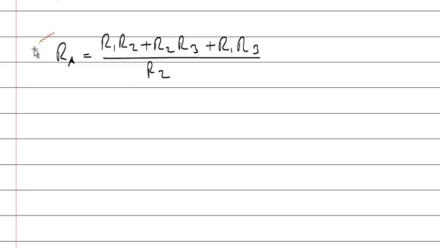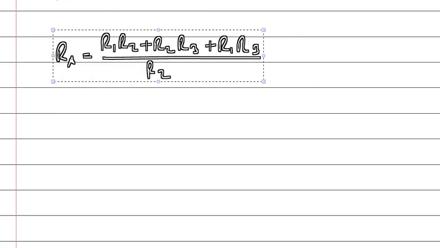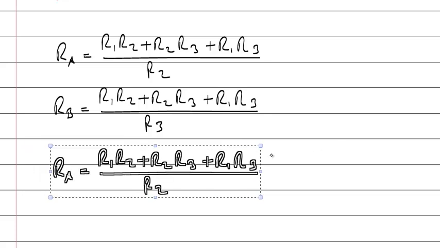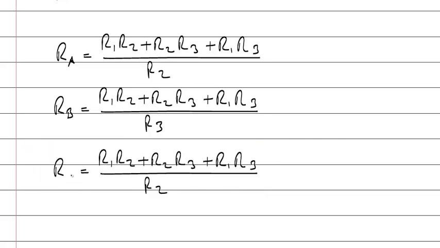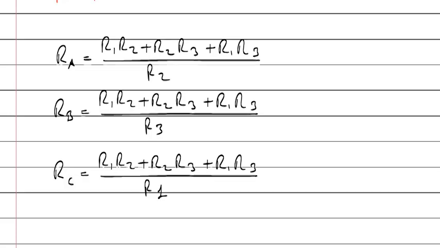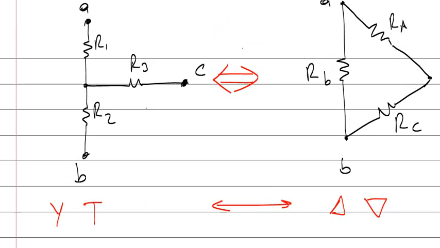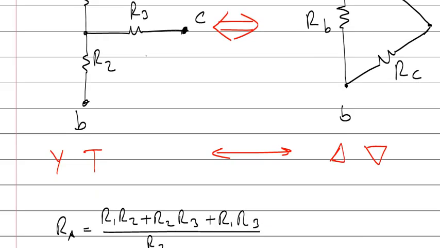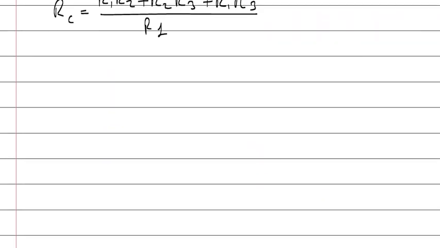Okay, and similarly, RB is calculated like that. RB is equal to this, and similarly, RC is equal to this. Okay, so using these equations, you can transform from Y shape into delta shape, or you can transform in the back side, but you have to consider these relations.